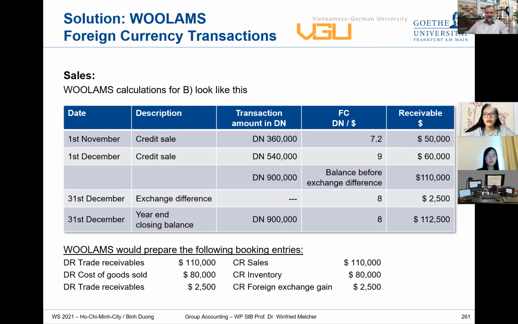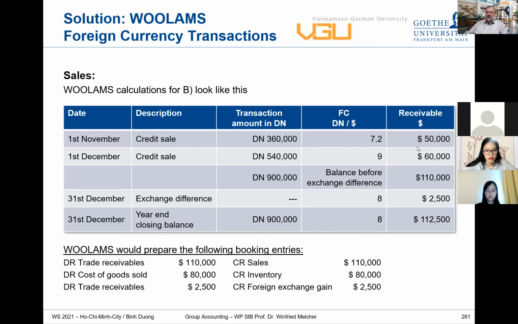So we have to account for the difference, which is a gain, and we will debit trade receivables by 2,500 and then have a foreign exchange gain of 2,500. And what else do we have to record? Well, we have to record the sales, which is this one, 50 plus 60. So it's 110,000 trade receivables. We will debit trade receivables by that amount and then credit sales. So that is the first line, which reflects the transaction to the customer.